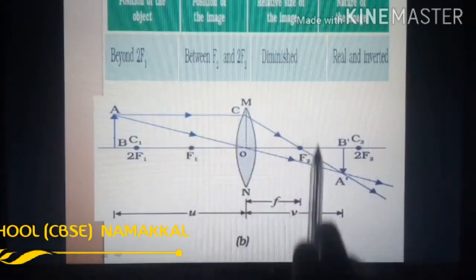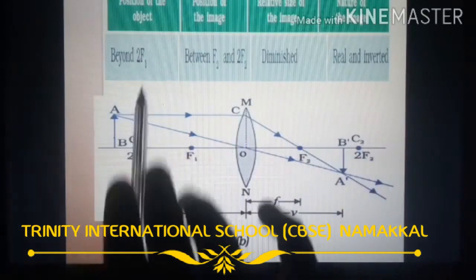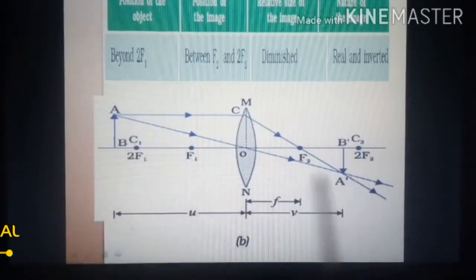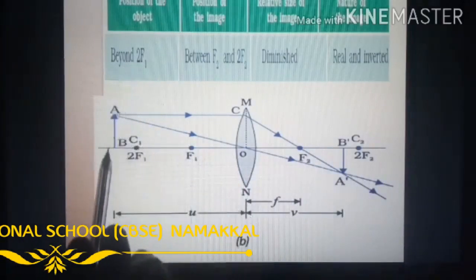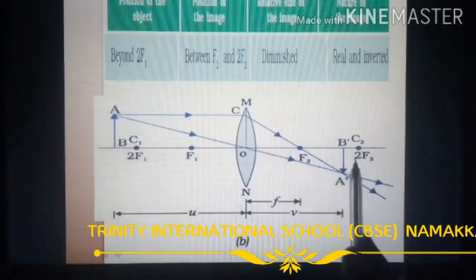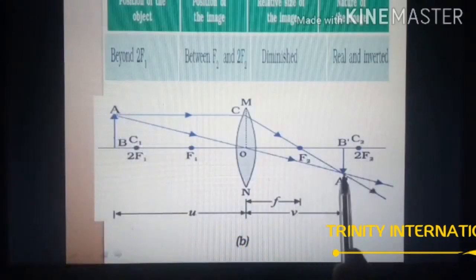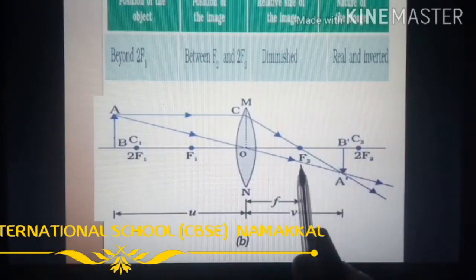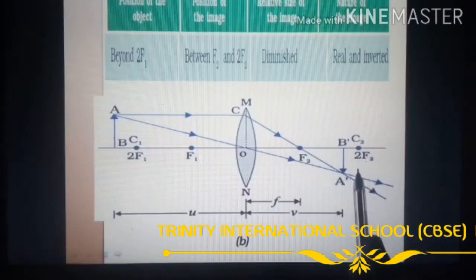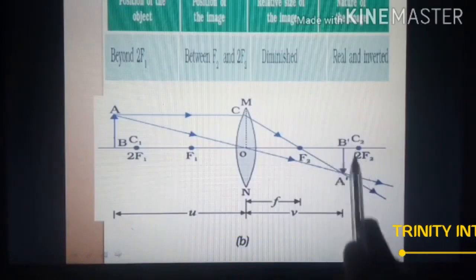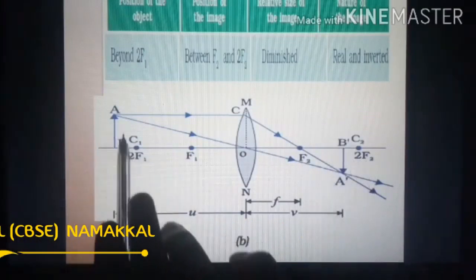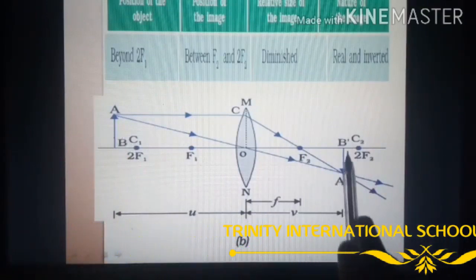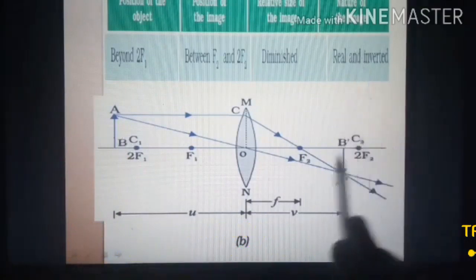So we can obtain the ray diagram when the object is placed beyond 2f1. Here the object is placed beyond 2f1, so the image is obtained between f2 and 2f2. So draw the image like this. The position is between f2 and 2f2, and the size of the image is diminished. So AB is bigger than A dash B dash. Somewhat diminished, and the nature will be real and inverted.